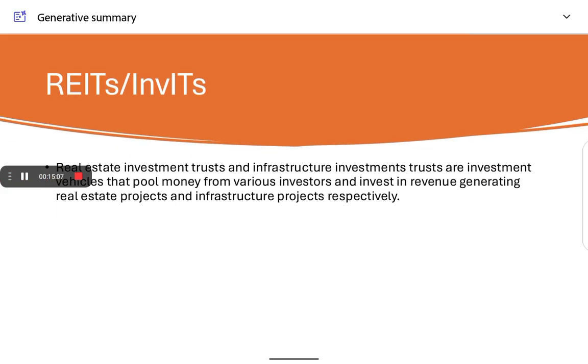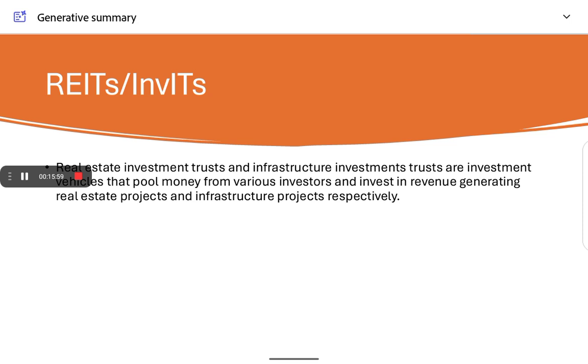And here is our last topic, that is REITs and InvITs. REITs are Real Estate Investment Trusts and InvITs are Infrastructure Investment Trusts. These are financial instruments that help to pool money from various investors and invest in revenue generating real estate projects and infrastructure projects. Basically, these trusts gather money from a variety of investors and then invest in the construction of an infrastructure or a real estate project. The returns from the real estate and infrastructure projects will be given to the holders of shares or units of the trust.